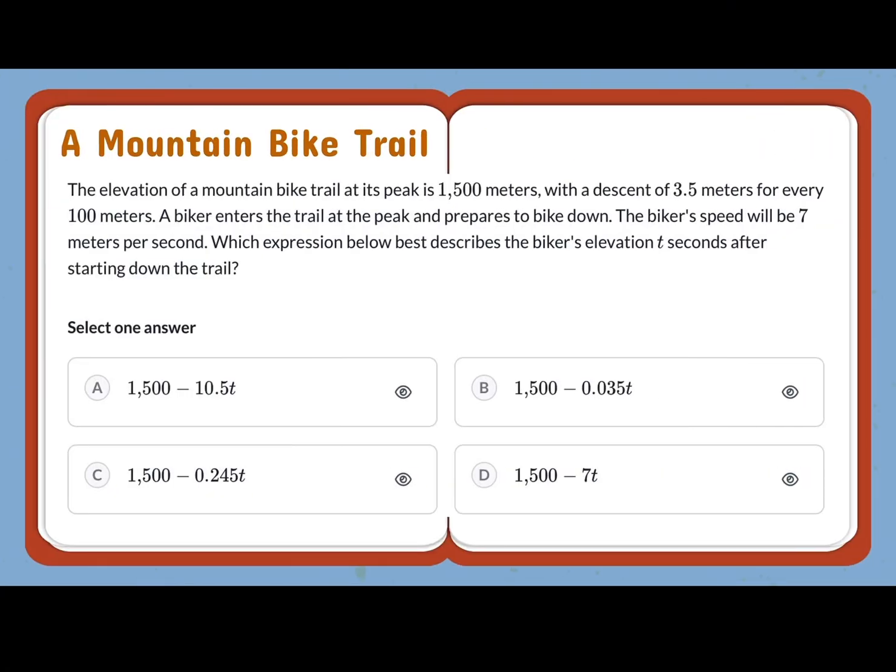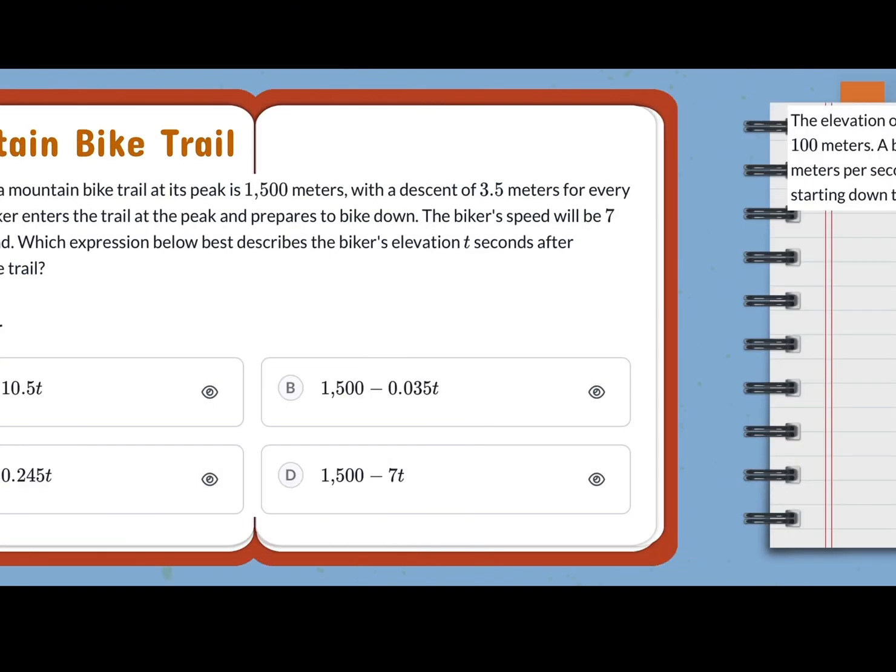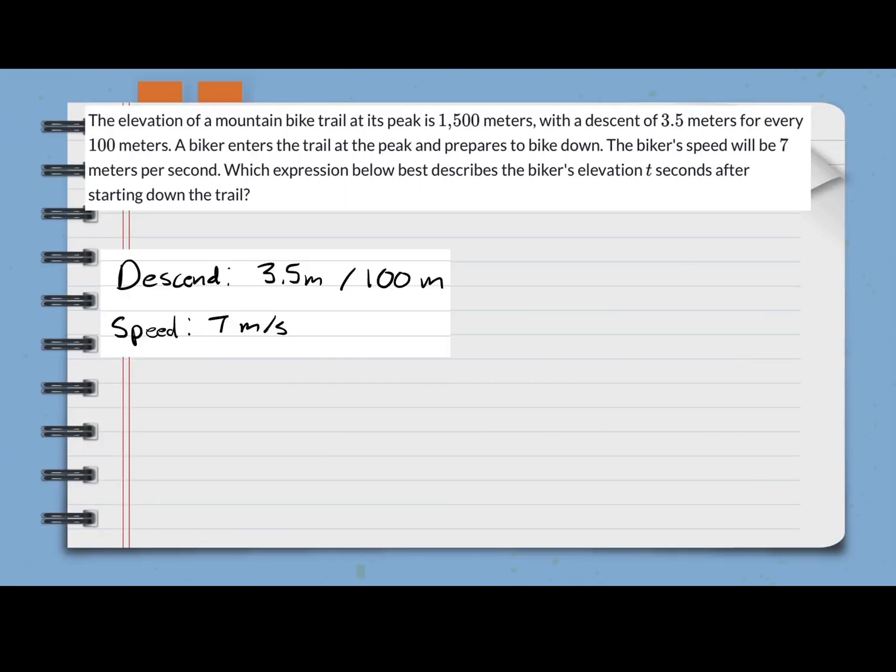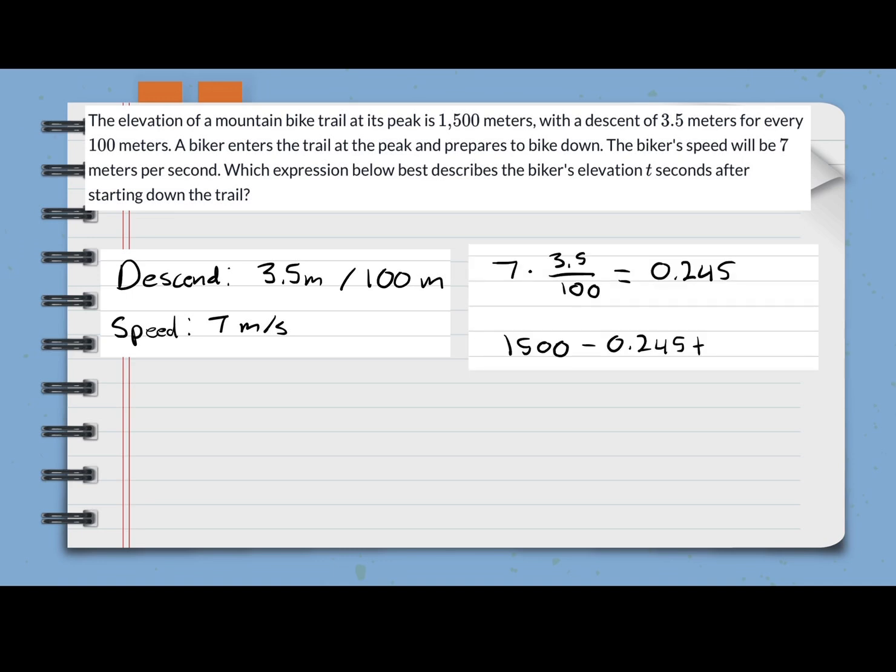Okay, this next question is pretty much the same. They are at a mountain bike trail 1,500 meters up, and they descend 3.5 meters every 100 meters, and their speed is 7 meters per second. So again, same logic as the question before. We move down 3.5 meters for every horizontal 100 meters, and we move at a speed of 7 meters per second. Again, you just multiply them, and you'll subtract from the elevation.